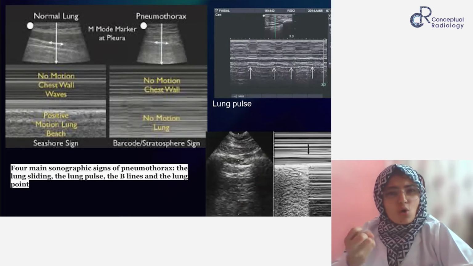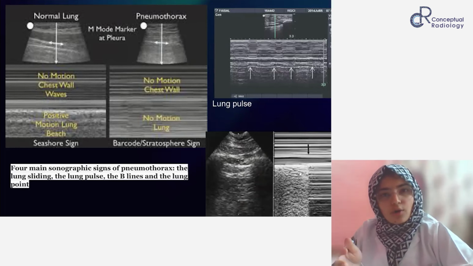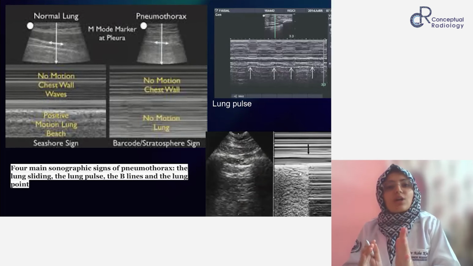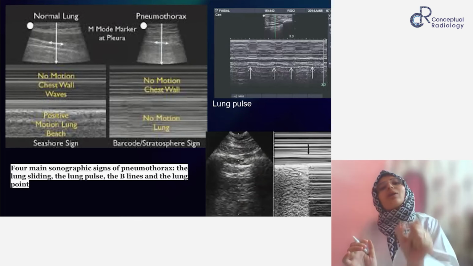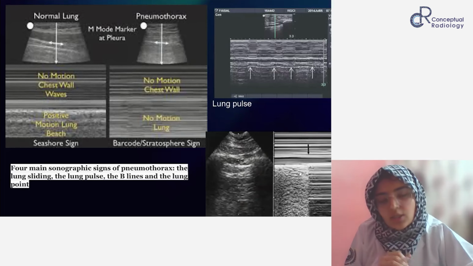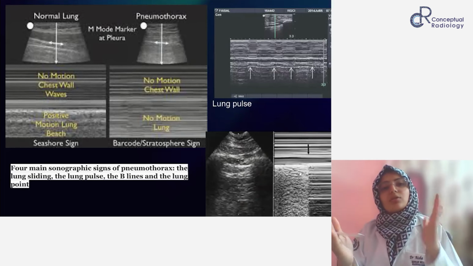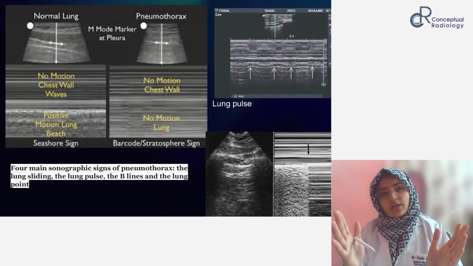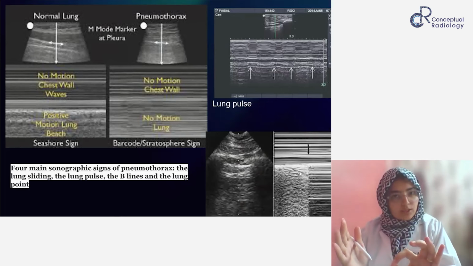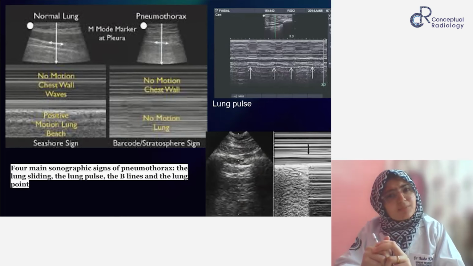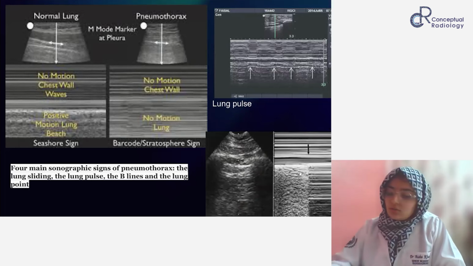But on a normal convex probe, in B mode, what will you see? The lung sliding is gone. And there is a point of transition between the normal healthy lung and the area of pneumothorax. That is your lung point, or the transition point. Sliding present, sliding absent. Normal healthy lung, pneumothorax lung. Between the two, the transition point is the lung point. That lung point you can see on your M mode also.